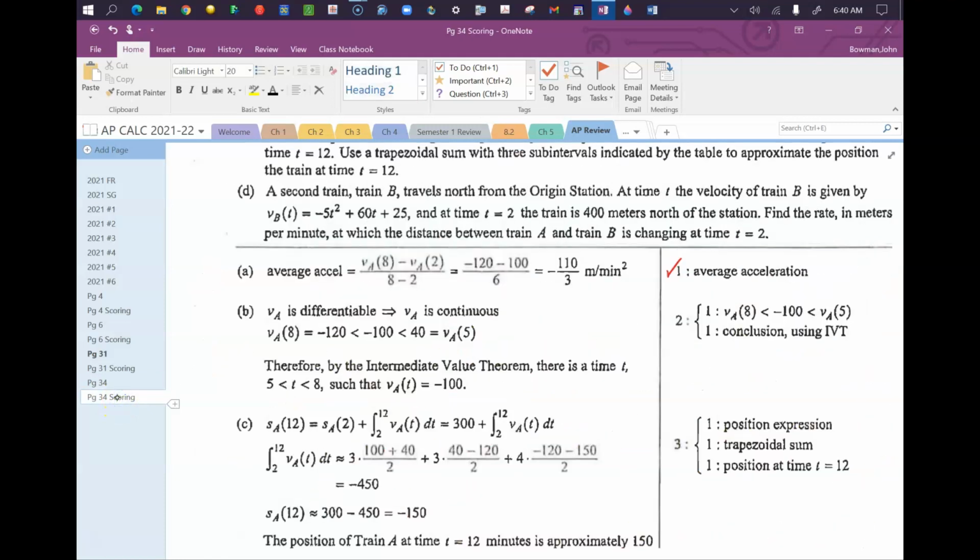So let's see how they scored that. VA is differentiable, which implies it is continuous. VA of 8 is negative 120, VA of 5 is 40, and negative 100 is between them. So therefore, by the intermediate value theorem, there is a time t between 5 and 8 such that VA of t is equal to negative 100. So you have to justify by showing that negative 100 is between the two velocities at time 5 and time 8, and you have to make that conclusion using the intermediate value theorem.